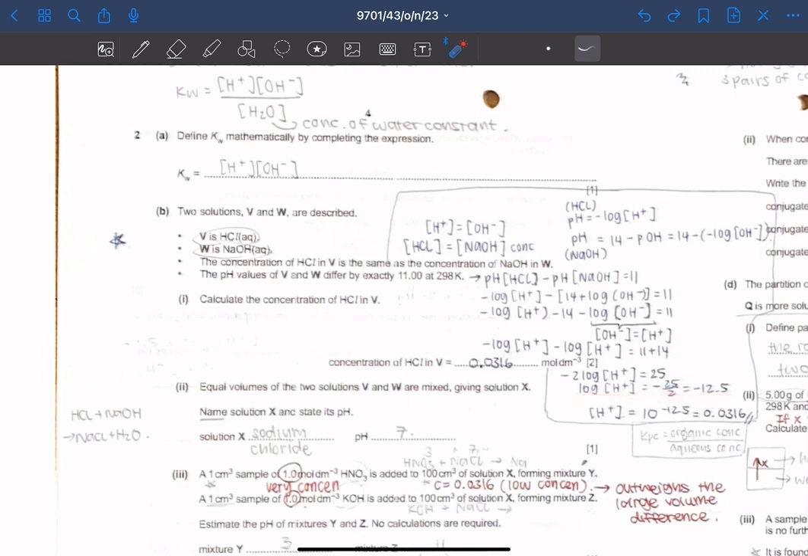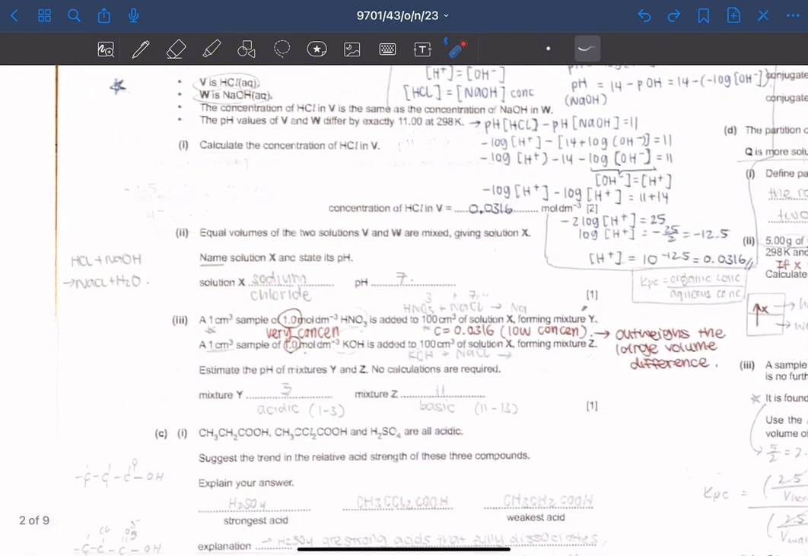And we use the maths rule of base 10 to form a power. H plus is equal to 10 power negative 12.5. So the concentration of HCl, or concentration of H plus, is equal to 0.0316 mole per dm cube.